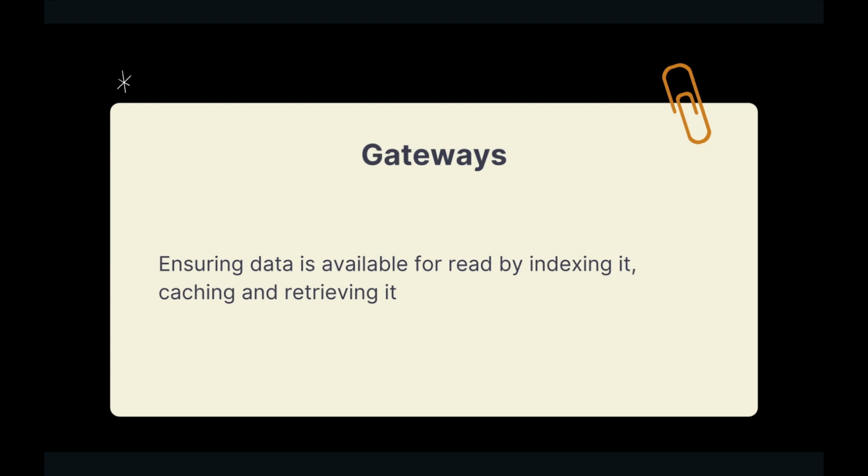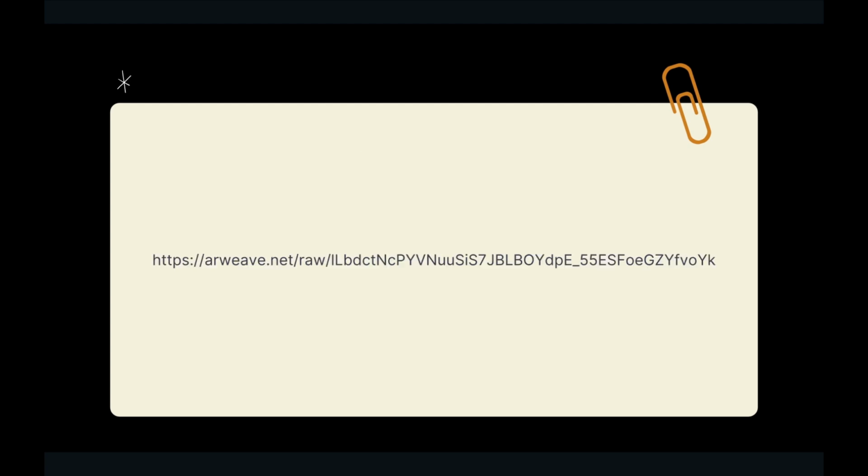These are software that ensure that data is available for read by indexing, caching, and retrieving that data in a very efficient way. Now, let's look at one transaction that is being retrieved from the archive.net gateway. This one transaction here is actually the archive.org dark logo. If you paste this in your browser, you can see that.